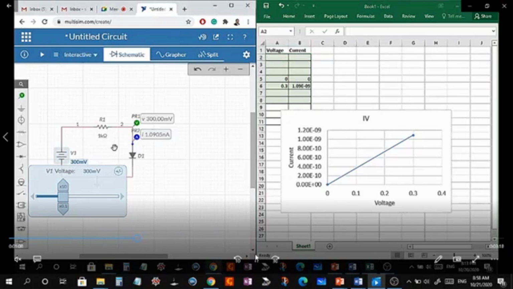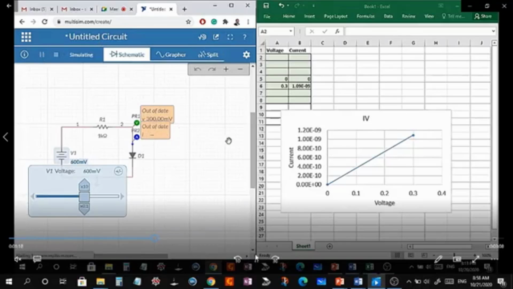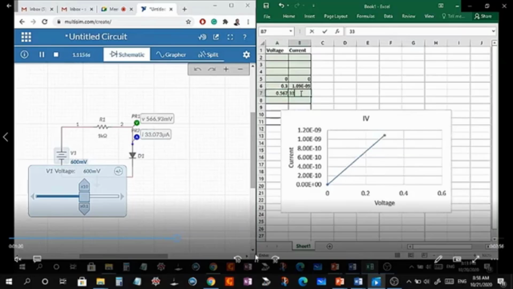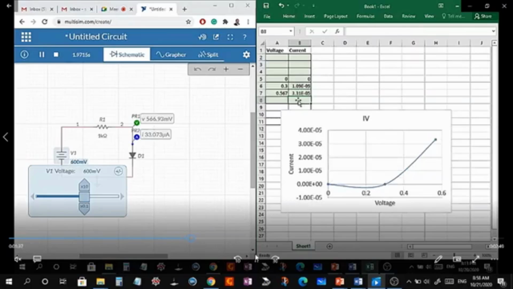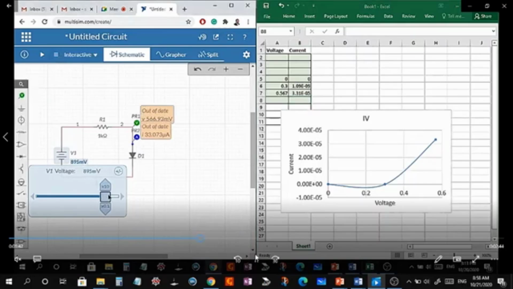So next, I increase the voltage. See, increase the voltage to 600 millivolt, and then see the result. And then we plot this. We have the voltage is around 0.597, and then the current is 33 microampere. So you can see here the current suddenly increased from nanoampere to microampere.